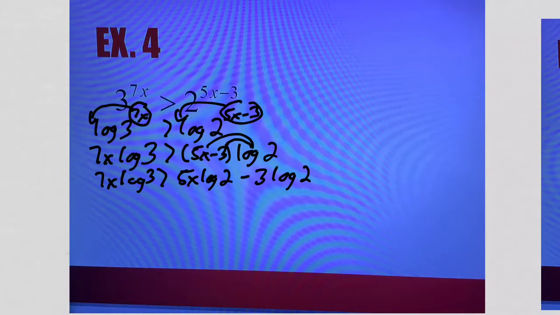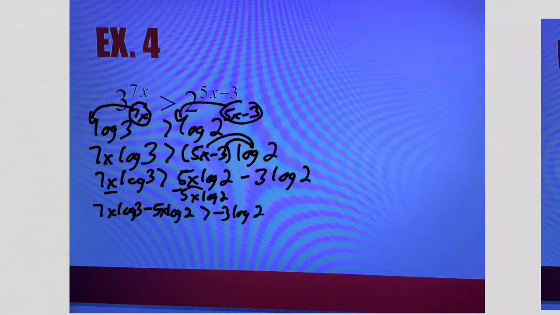Now I am still going to have to solve for x. So when we have variables on both sides, remember we have to get them together. So what I have to do is subtract that 5x log 2 from both sides, so it turns into 7x log 3 minus 5x log 2 is greater than negative 3 log 2.